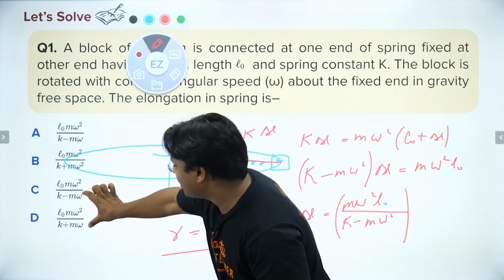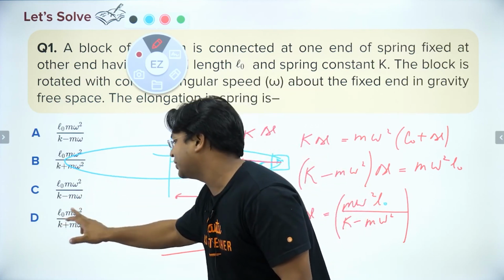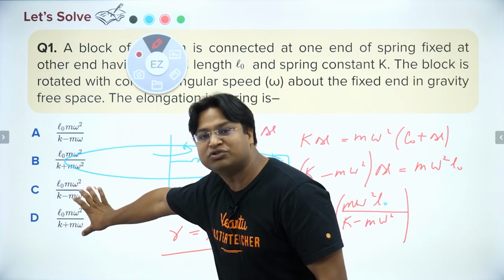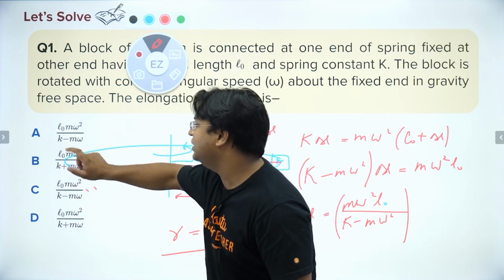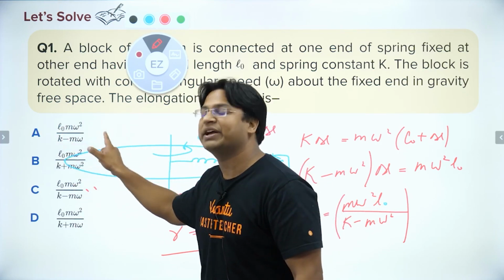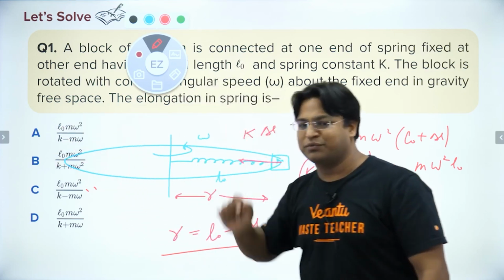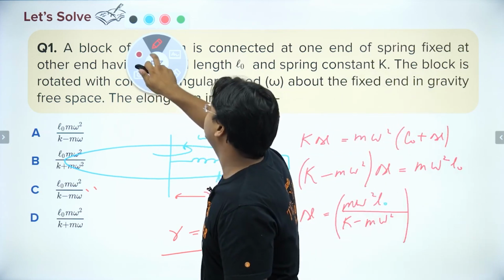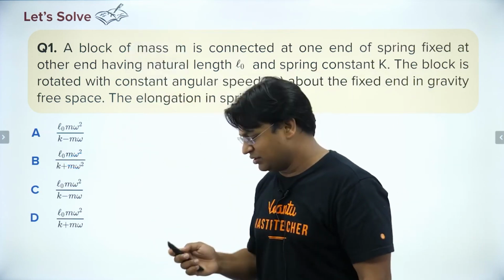These two options, they have K minus m omega and K plus m omega, so these two options are dimensionally incorrect. We could have eliminated these two options, but between A and B, there was one option with K minus m omega square. That was option A. So option A should be the correct one. A very simple question, I would say. What do you think, guys? Alright, let's move to the next one.